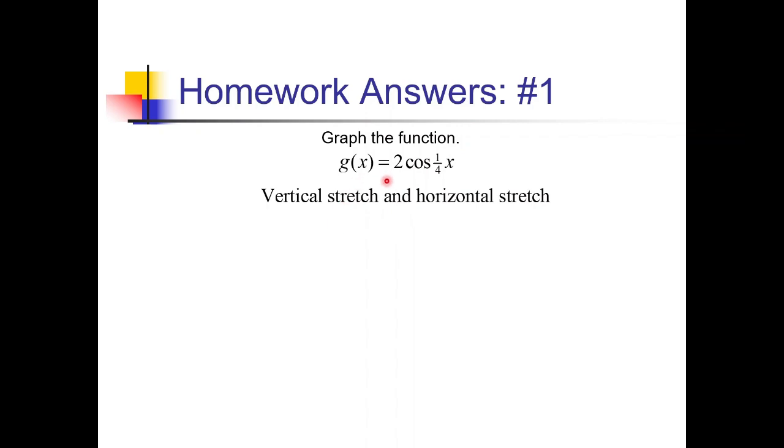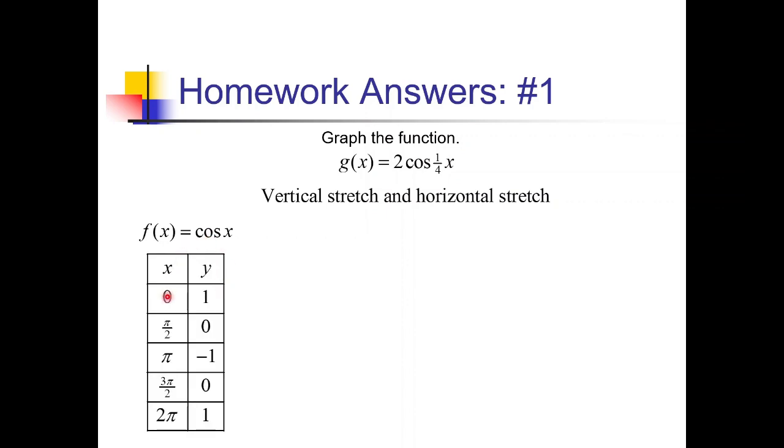So now we need the parent table for cosine of x. Going from 0 to 2 pi, going by half pi's, we're going to have 0, 1, pi over 2, comma 0, pi, comma negative 1, 3 pi over 2, comma 0, and 2 pi, comma 1. And cosine has its own parent table different than this, so you might want to double check that if you're preparing for a quiz. So let's go ahead then and do our transformations.